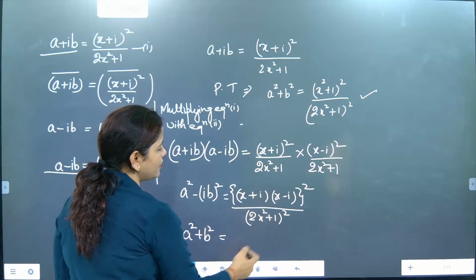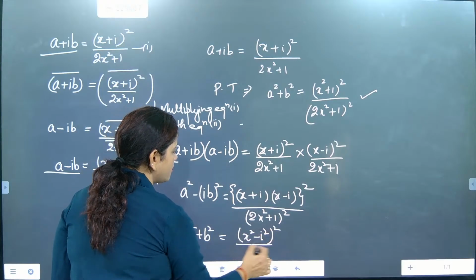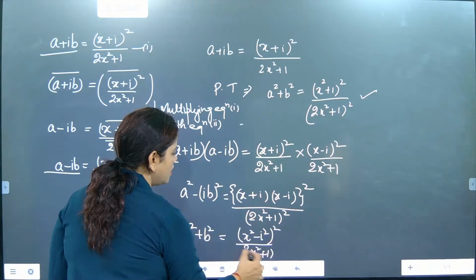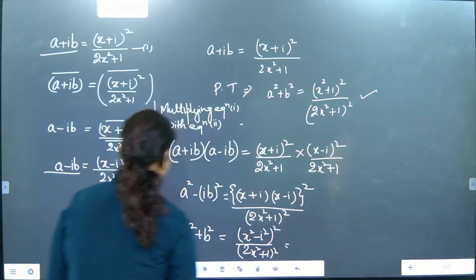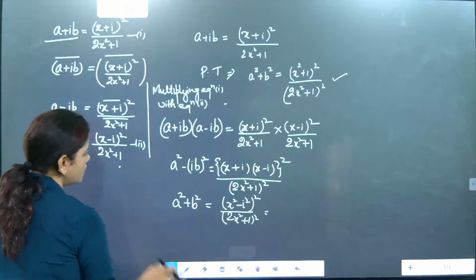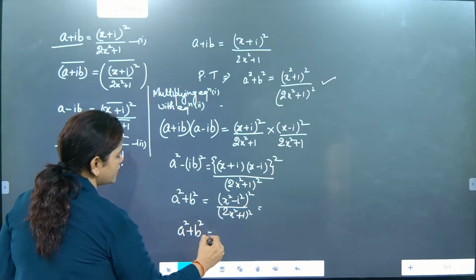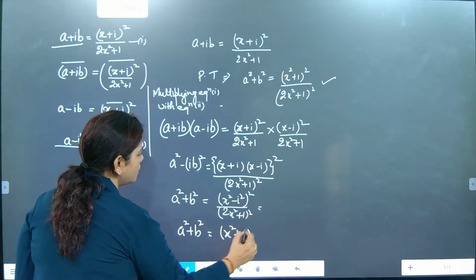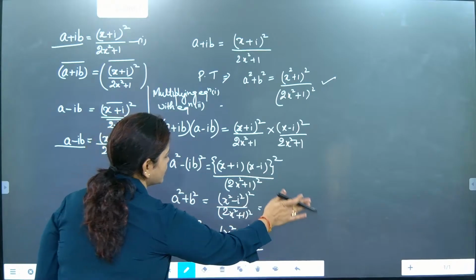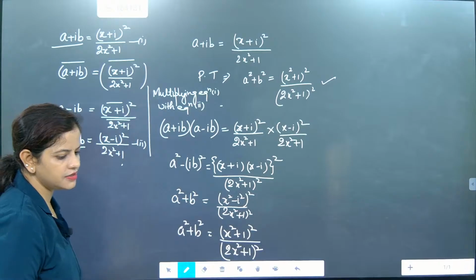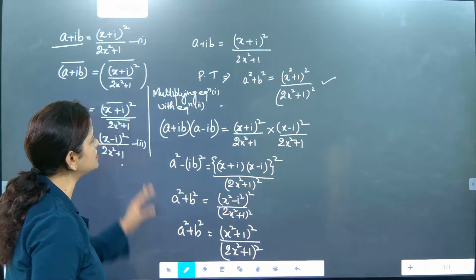So x plus i, x minus i will become what? x square minus i square whole square by 2x square plus 1 whole square. Directly, i square value is minus 1. Since we know i square value is minus 1, the last step is needed. a square plus b square is equal to x square plus 1 whole square by 2x square plus 1 whole square. That's it. This is the end, and we have to prove it like this only. No more big deals, you just need to solve it.